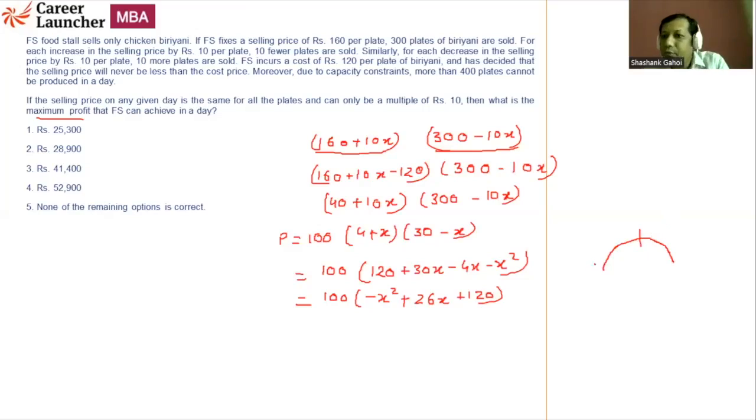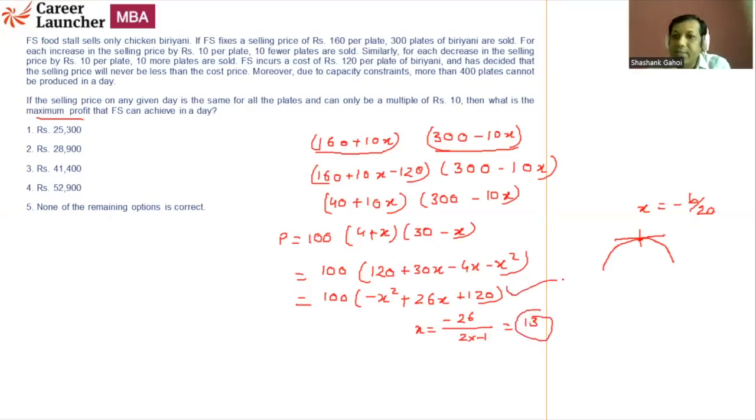We are going to draw an inverted parabola. When we are talking about an inverted parabola, this is the highest point. This highest point we can get at x equal to minus b upon 2a. So what is minus b? That is minus 26 upon 2 into minus 1. So x comes out to be 13. So you are going to maximize this equation at x equal to 13.